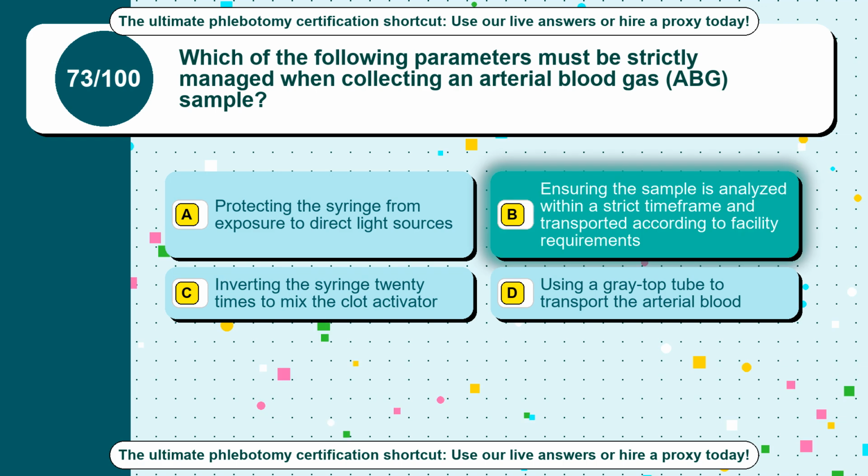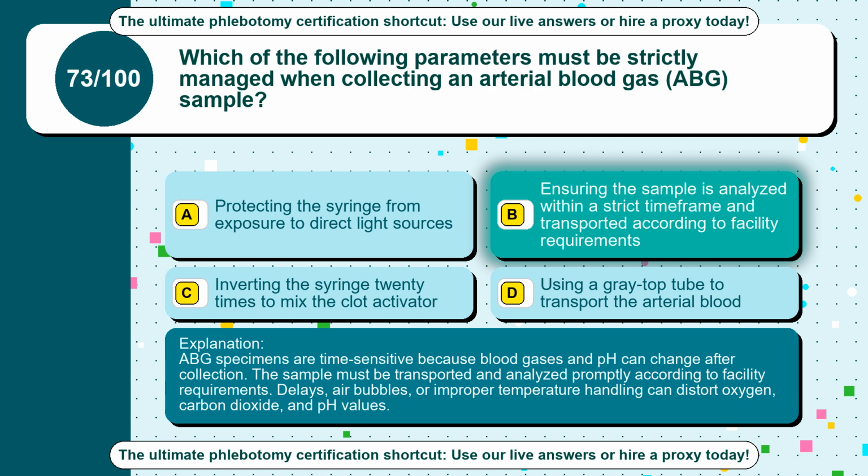The correct answer is option B. Ensuring the sample is analyzed within a strict time frame and transported according to facility requirements. ABG specimens are time-sensitive because blood gases and pH can change after collection. The sample must be transported and analyzed promptly according to facility requirements. Delays, air bubbles, or improper temperature handling can distort oxygen, carbon dioxide, and pH values.